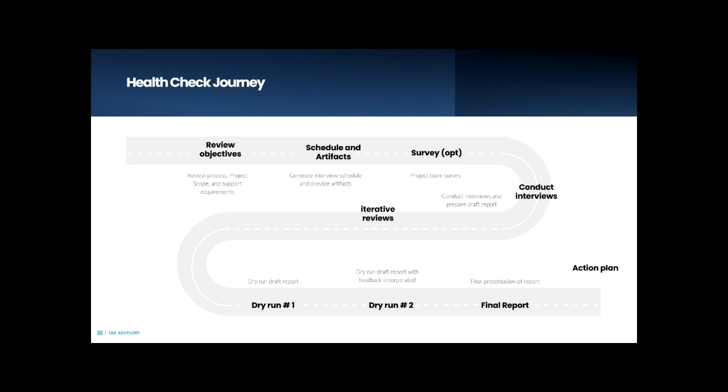The health check journey is a very detailed process. We start by reviewing the objectives of the process with the customer, understanding their scope, their work product, who's involved, and so forth. We then settle on the overall scope and timeline for the health check. We will provide a detailed schedule and artifacts that the customer can then adjust based on their timing and situation.